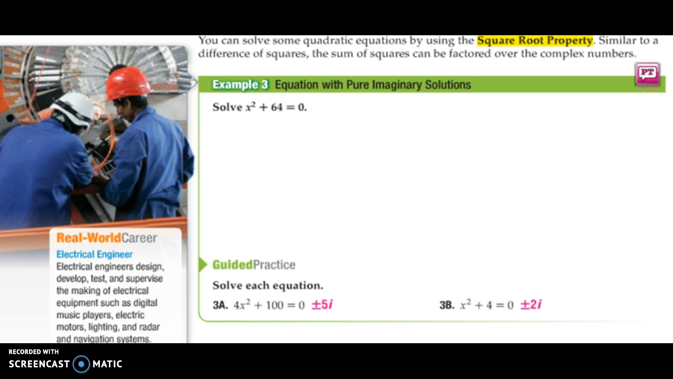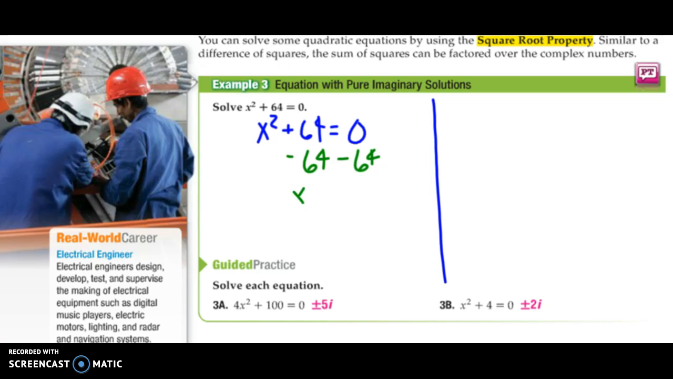Now, we can use what's called the square root property to solve some quadratics looking like example 3. Now, there are two ways to solve this, so I'll look at both ways. The first way is a little bit easier. x squared plus 64 is equal to 0. I subtract 64 from both sides, and now I get x squared is equal to -64.